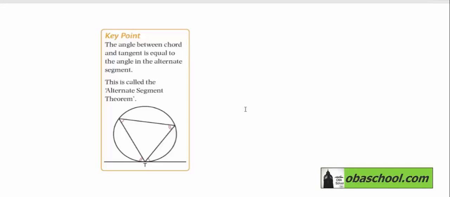In this tutorial, we're going to be discussing a key point. The angle between chord and tangent is equal to the angle in the alternate segment. This is called the alternate segment theorem.